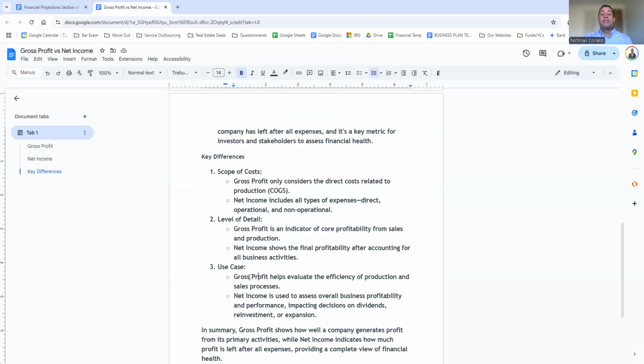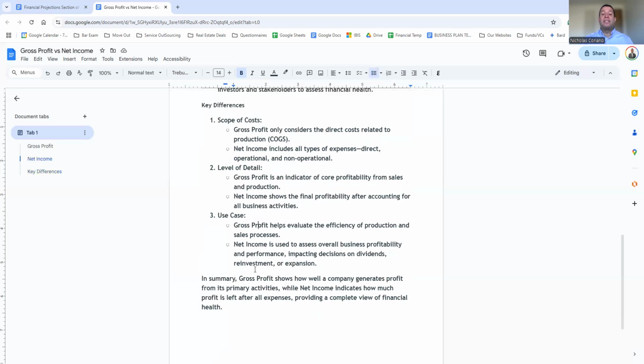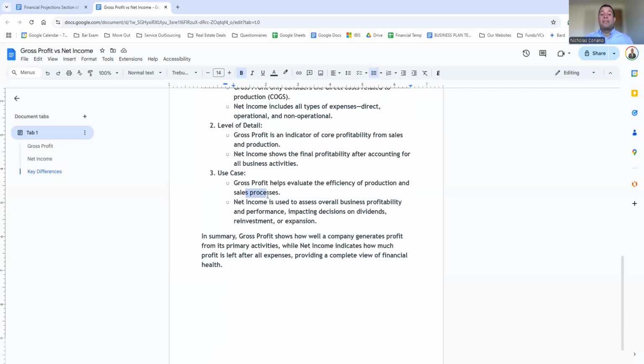Use cases for the differences. Gross profits help evaluate the efficiency of production and sales processes, while net income is used to assess the overall business profitability and performance, impacting decisions and dividends and reinvestment or expansion. Okay, so in summary, gross profit shows how well a company generates profit from its primary activity, while net income indicates how much profit is left after all expenses, providing a complete view of the financial health of the total business, not just a product line.